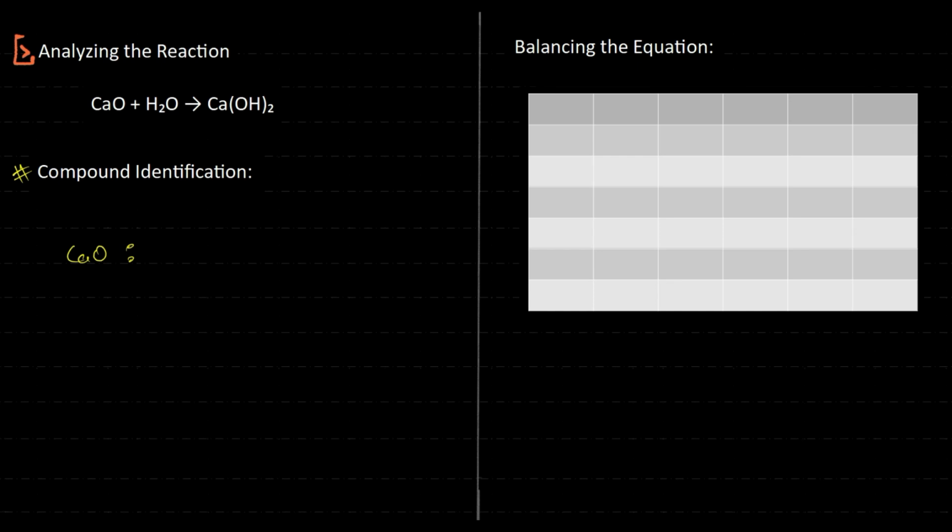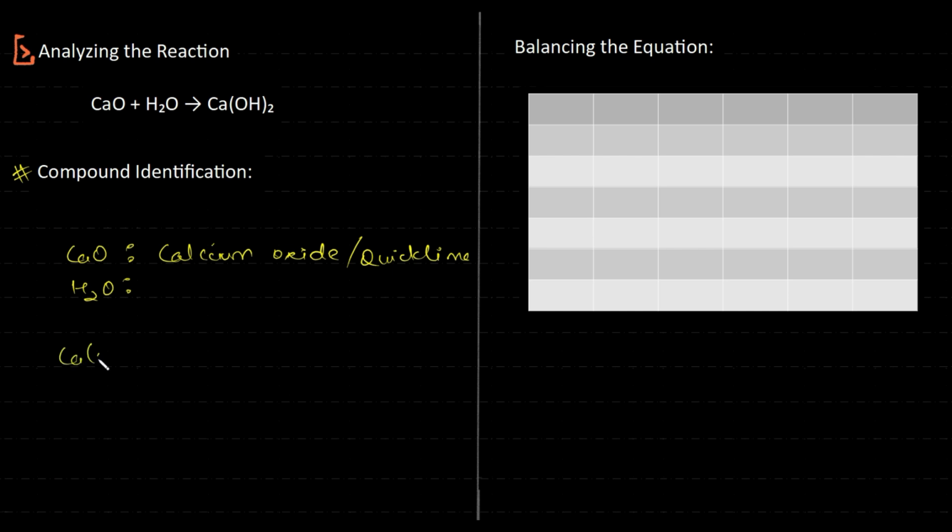So let's look into the very first chemical equation we have over here. First, let's identify the compounds that are involved. First thing is first, we have calcium oxide, also known as quicklime. Then we have H2O that you guys know of, that's your water.